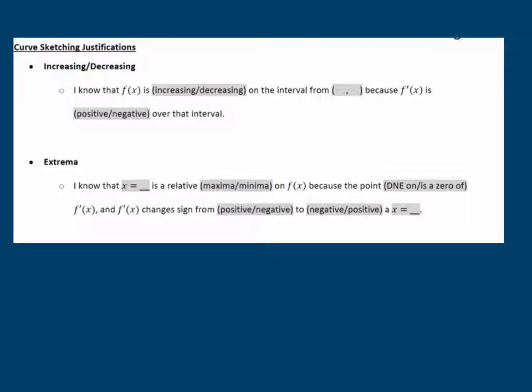Right, and moving on to the curve sketching justification. So if it asks for increasing, you know that f of x is increasing and decreasing from x to y because the derivative is positive, negative over that interval. Okay, so that's what you say, remember? And extrema, I know that this is a relative minimum or maximum because the point is a 0 of f prime of x, and it changes from positive to negative or negative to positive. So that's like, hey, what do I write in my FRQs for justification? And I think I've gone over that with you, but this is just a review of it.